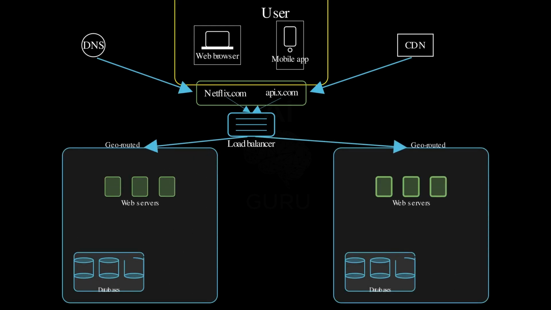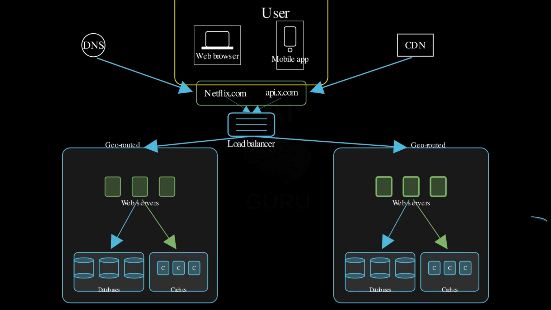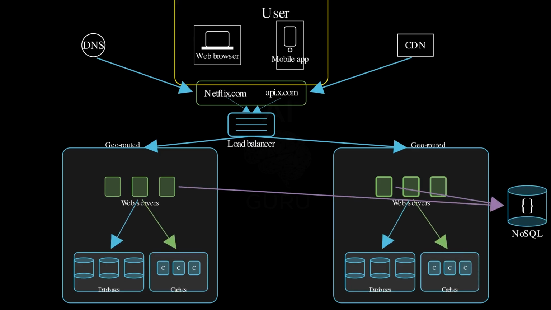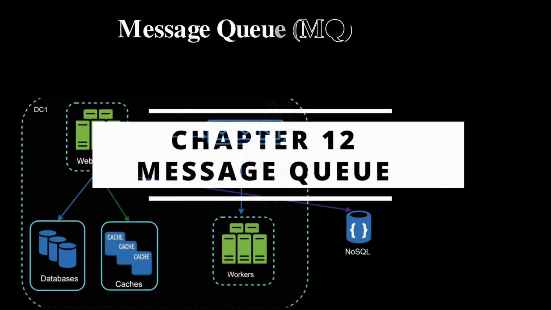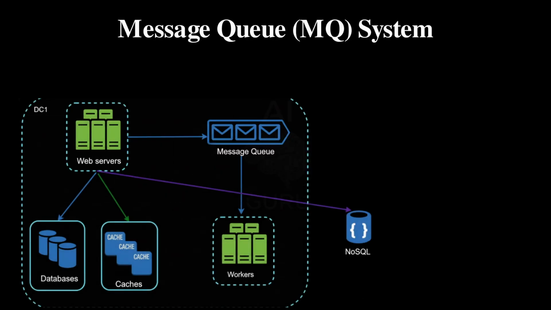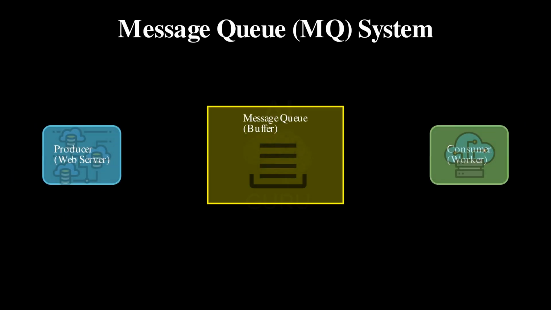We need to introduce mechanisms to loosen those connections, to prevent cascading failures, and to better manage background tasks. Which brings us to the message queue. The message queue, or MQ, is a durable buffer, usually stored in memory or on disk, that manages asynchronous communication between different parts of the system. It fundamentally achieves loose coupling. It separates the service that creates a request from the service that fulfills it.